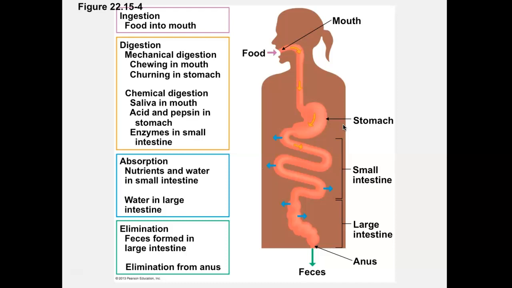All right, so this is a good overview of the digestive system. Our mouth is for ingesting the food. We have mechanical digestion and chemical digestion listed for you here. And then we have absorption. So this is color-coded, right? We have our yellow digestion happening. Absorption is part of your small intestine. Large intestine is absorbing just water, okay? Nutrients and water in the small intestine, and then just water in the large intestine, and then elimination.